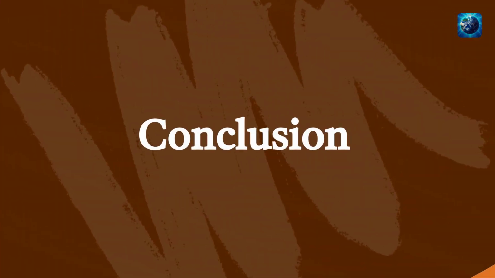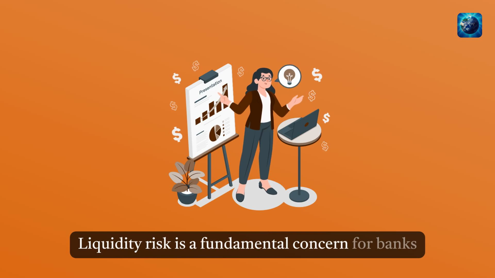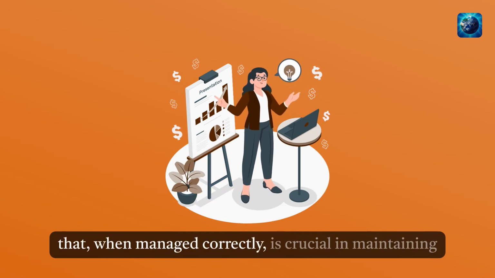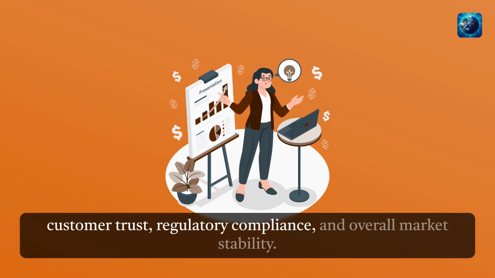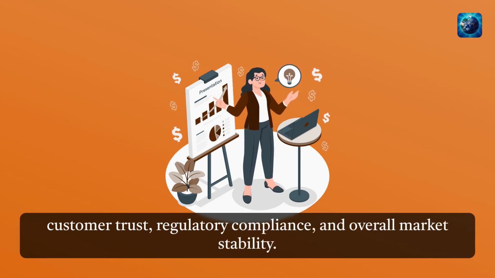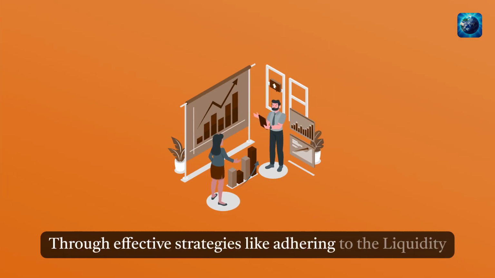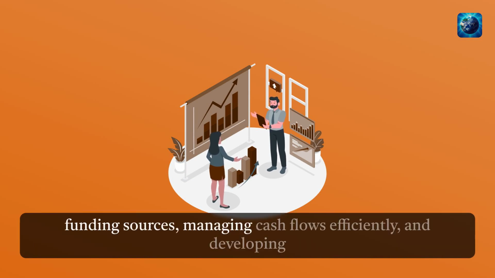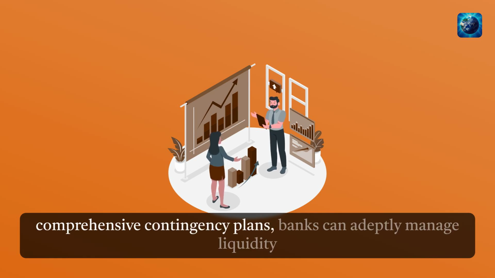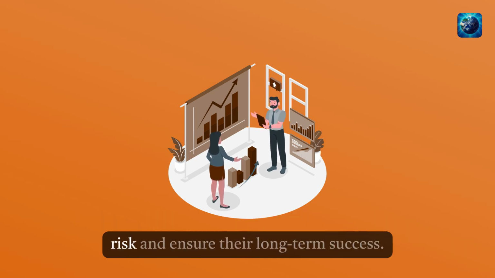Conclusion. Liquidity risk is a fundamental concern for banks that, when managed correctly, is crucial in maintaining customer trust, regulatory compliance, and overall market stability. Through effective strategies like adhering to the liquidity coverage ratio, conducting regular stress tests, diversifying funding sources, managing cash flows efficiently, and developing comprehensive contingency plans, banks can adeptly manage liquidity risk and ensure their long-term success.